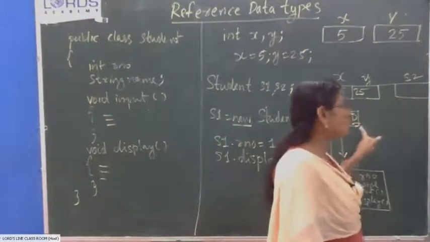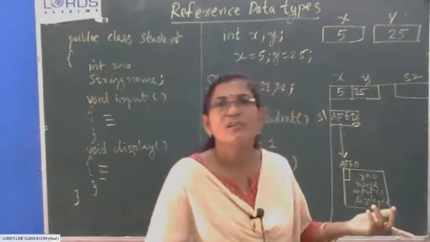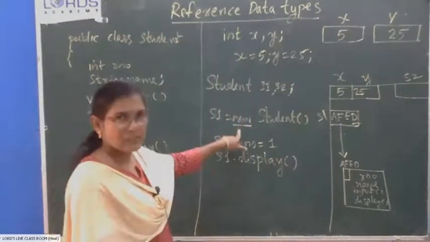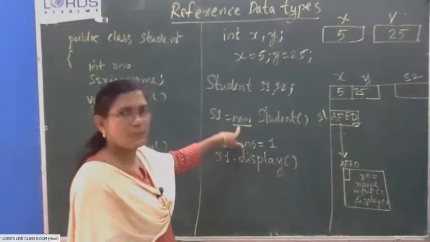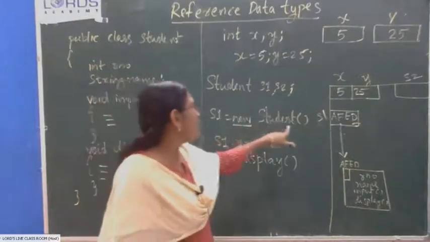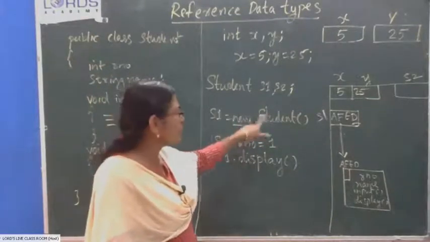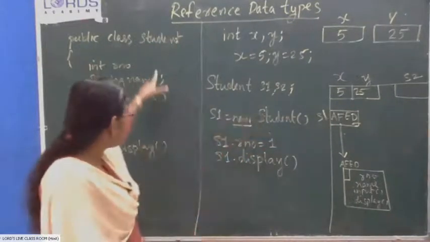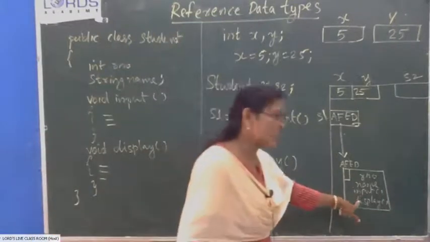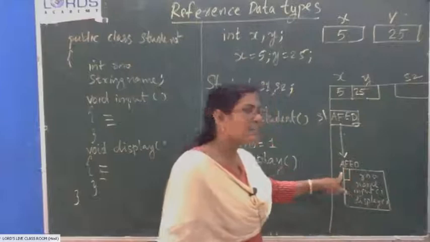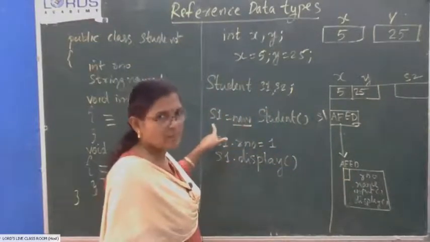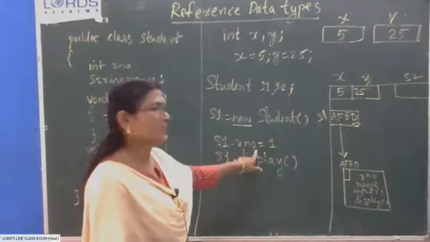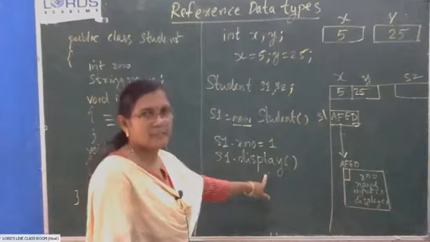You can use any of these two spaces to store the address of the objects of the student class. To create the object, the new keyword is used. S1 equal to new Student. Which class name is given? Student is given. So a student class type object is created in the memory. Its starting memory cell's address will be assigned to the variable S1. To refer to different storage locations in the object, S1 dot variable name, S1 dot method name is used.